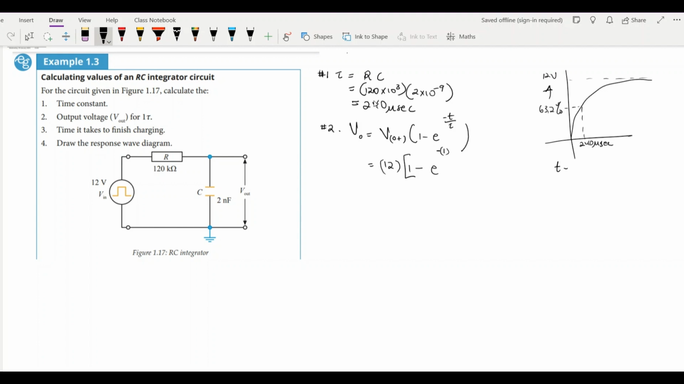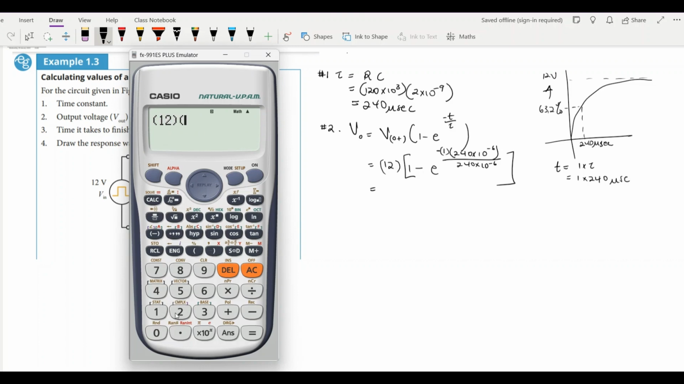For the first time, it means that our t would be equal to 1 multiplied by the time constant, which is 1 multiplied by 240 microseconds. So that will be 240. However, I will simply substitute everything as is. Micro, that is exponent negative 6, 240 micro exponent negative 6. Now, let us find out what the answer there is. That is 12 times 1 minus e to the power negative 1 times 10 exponent negative 6 divided by 240 exponent negative 6. And the answer is 7.585.